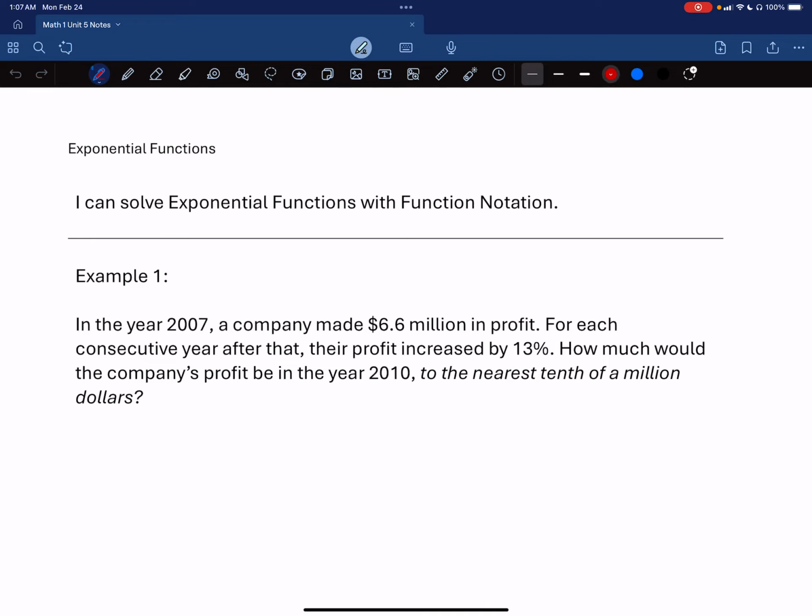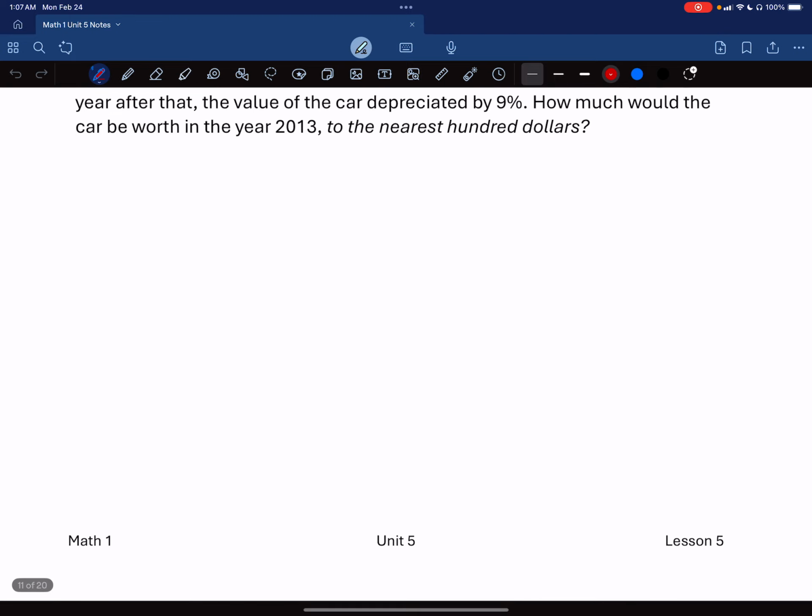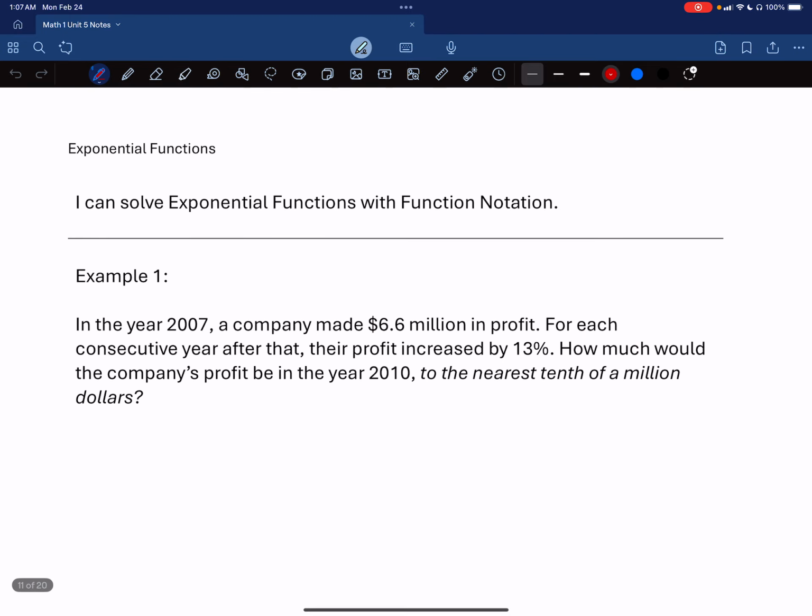All right, here are the notes for exponential functions. This is going to be Math 1, Unit 5, Lesson 5. Okay? All right, so jumping right into it, example 1.